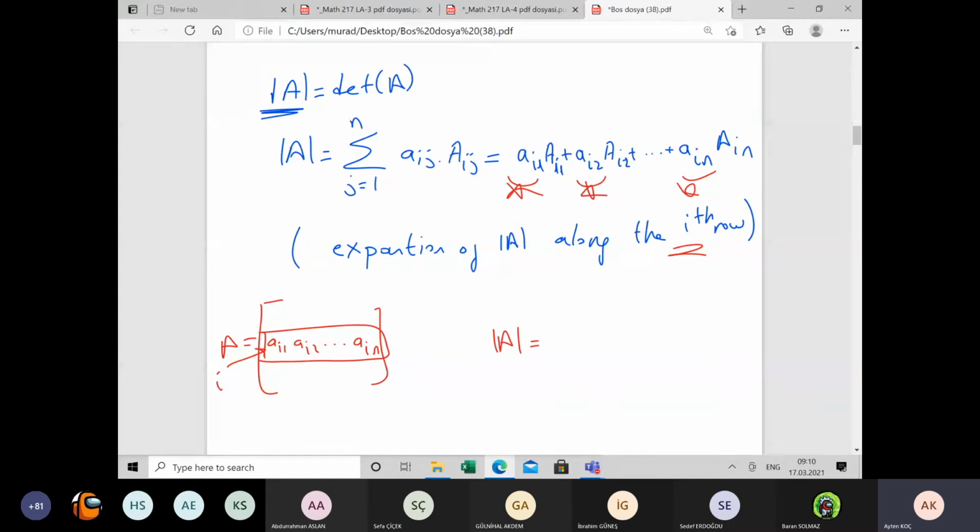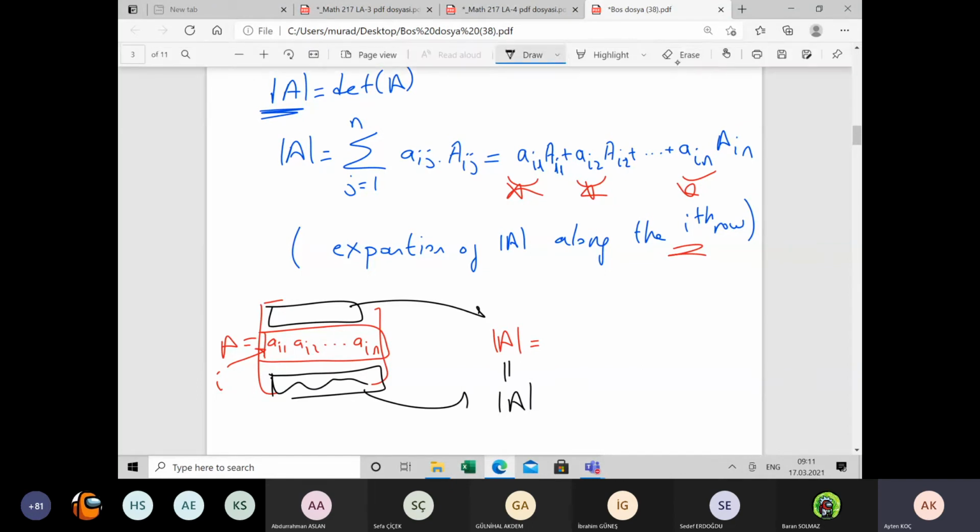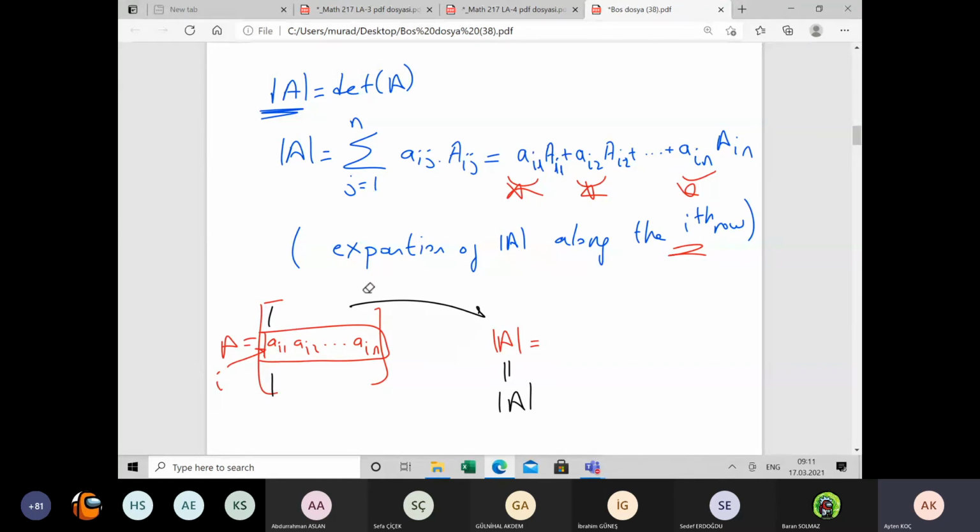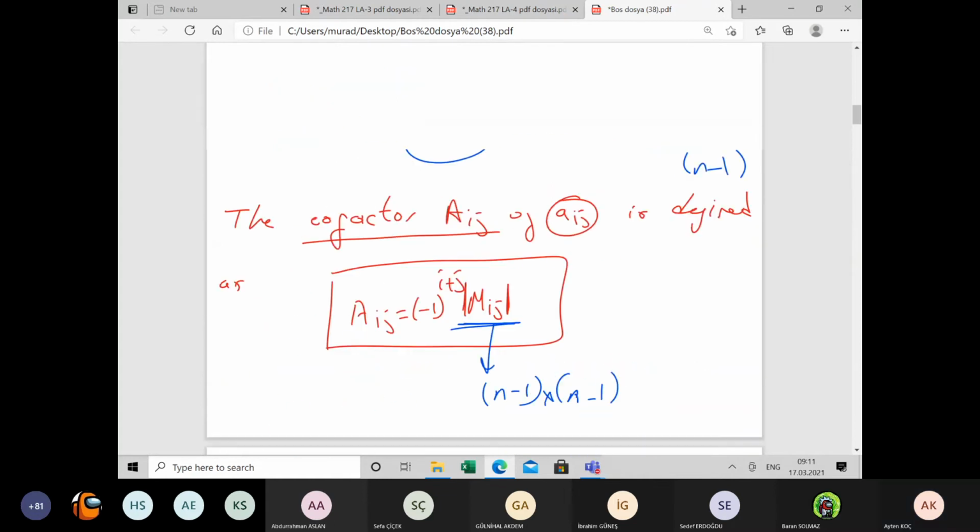For example, we can choose the first row and we obtain the determinant of A. Or, for example, choose the last row and we obtain the determinant of A. But here we claim that these are the same and do not depend on the row. Whichever row, we obtain the same value.